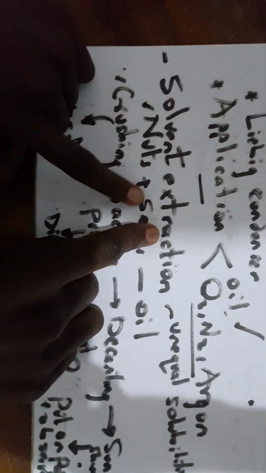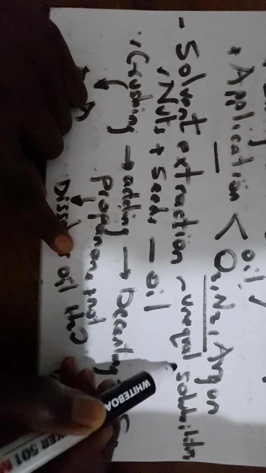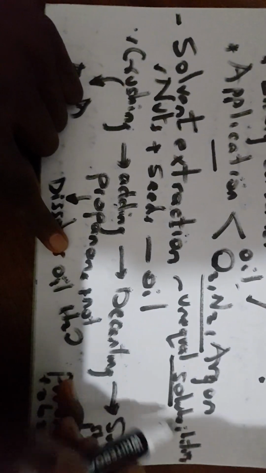Now, there is the other method I want you to know, which is what we call solvent extraction. Solvent extraction makes use of two things. We have what we call unequal solubilities, and also we have what we call adsorption.